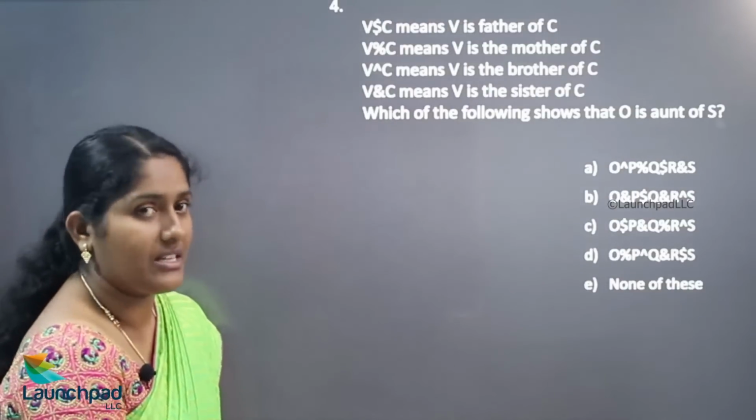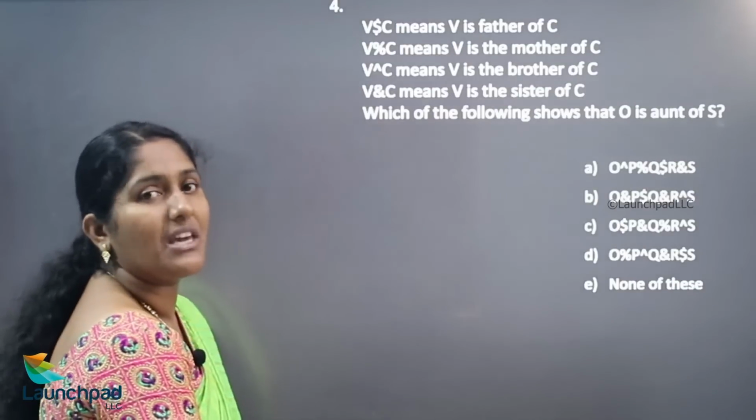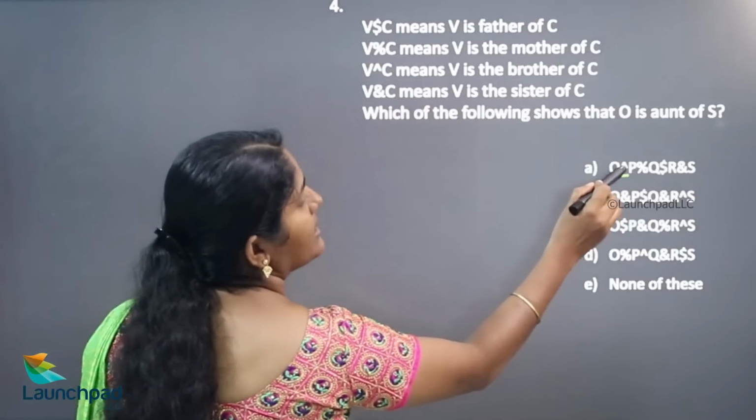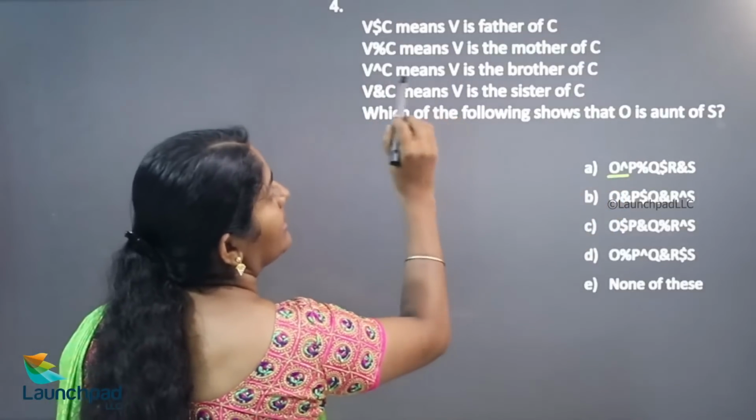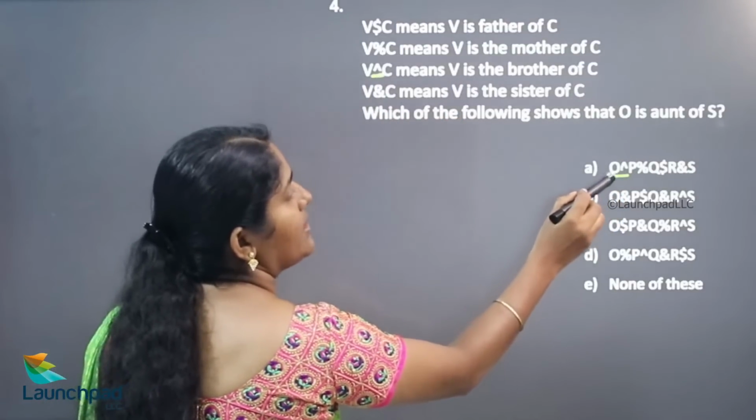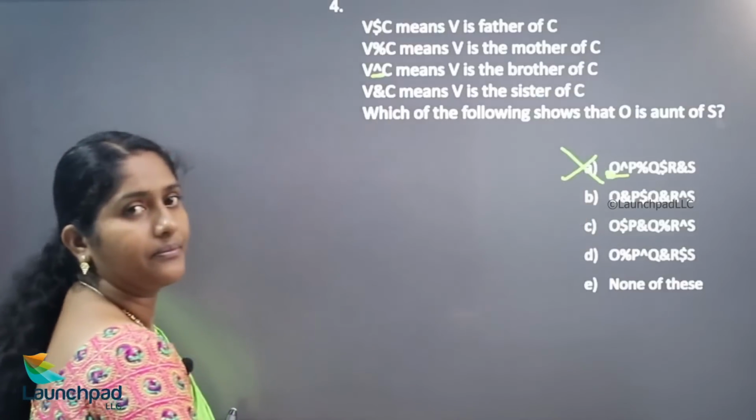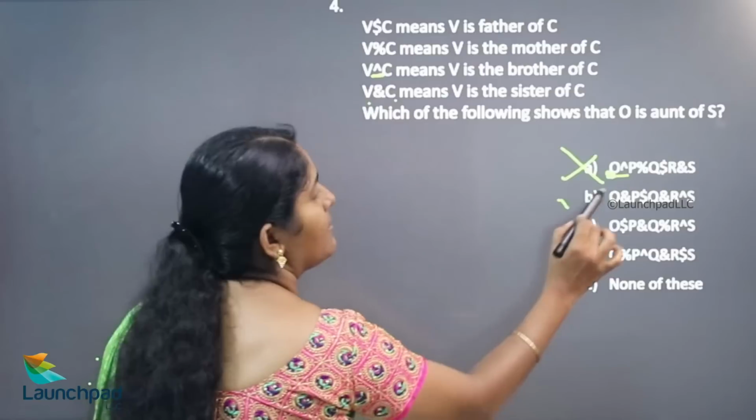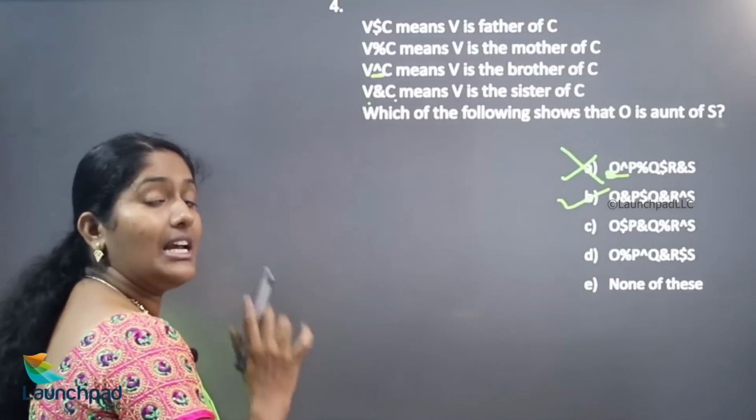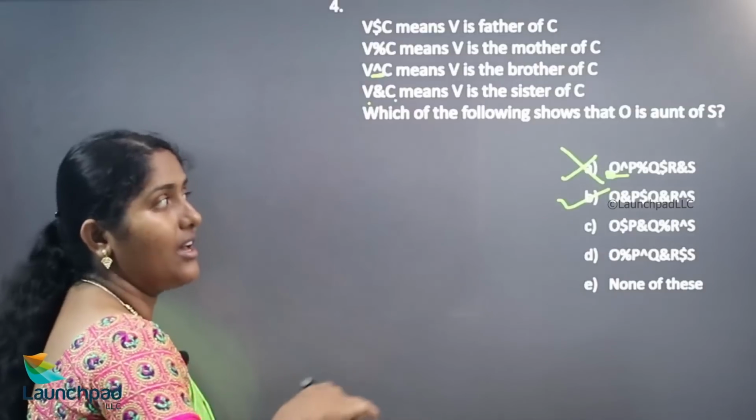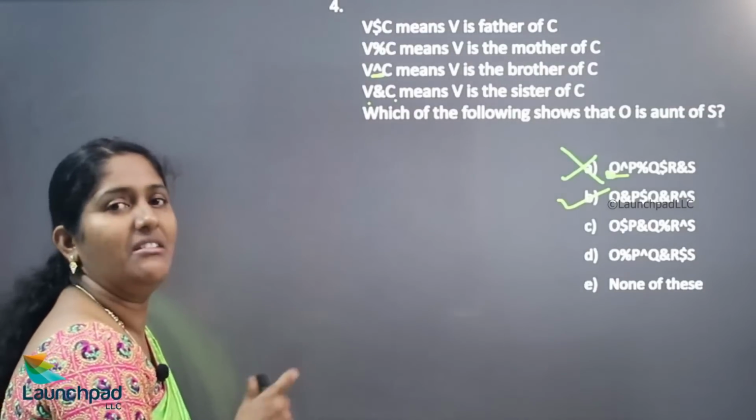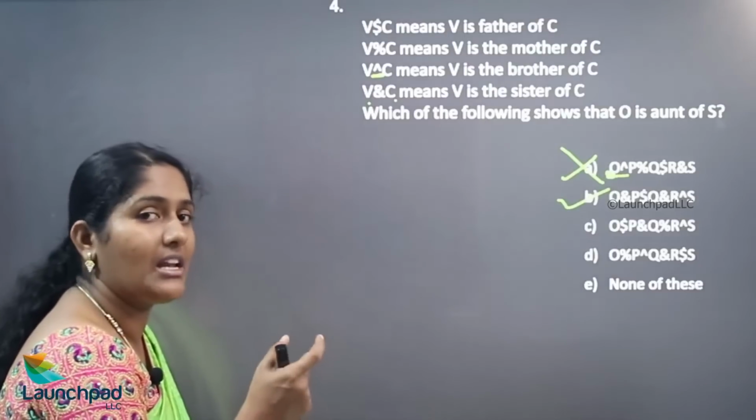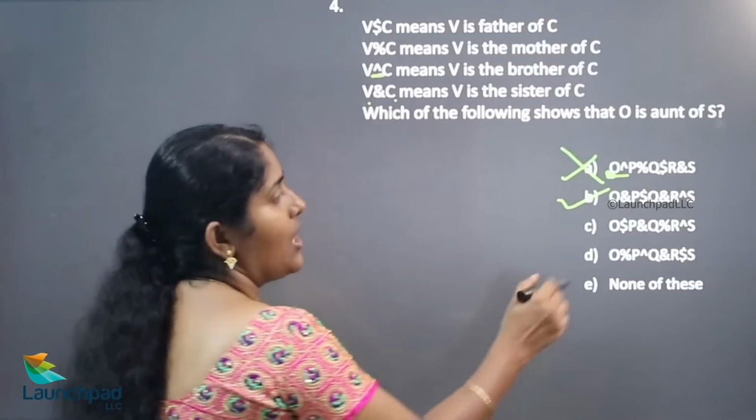O is the aunt of S. Here, O must be a female member. According to this question, first, O power P. Power means O is the brother, so it is not coming. We eliminate those options because O's gender must be female. The second option indicates that O's gender is female, so it will be right. Okay, we'll move on to the third one.